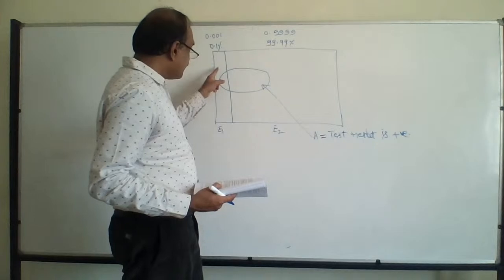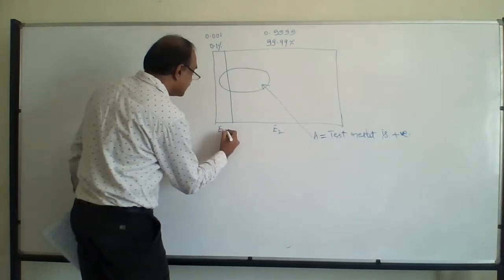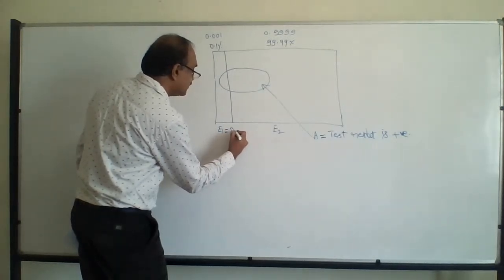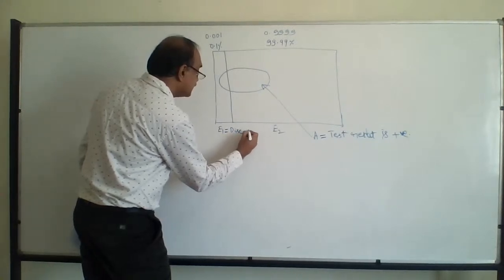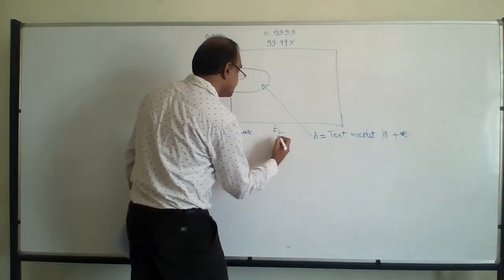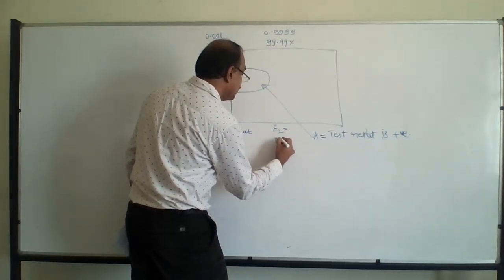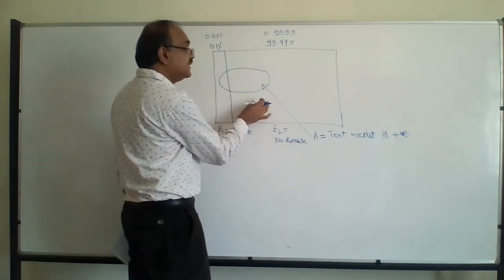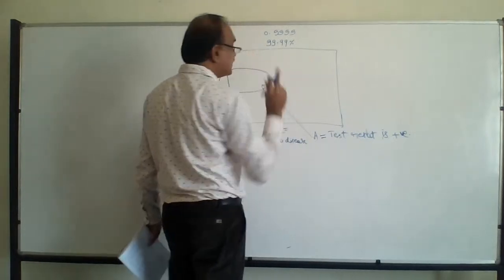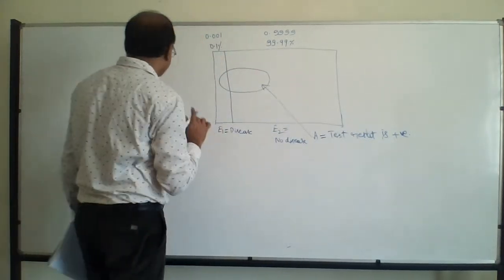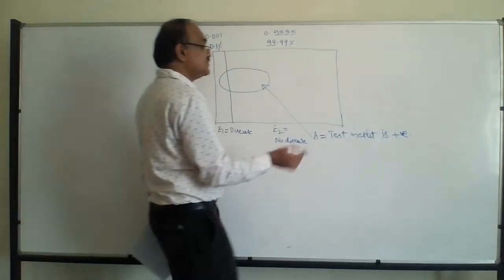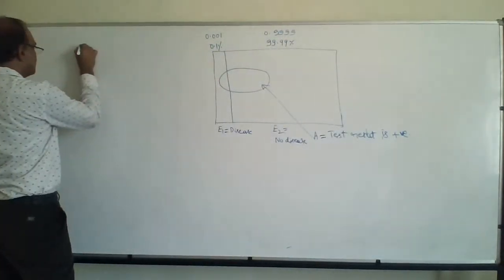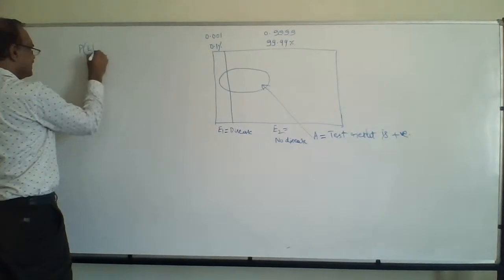What does it mean? He should have come from this zone, where the disease is there. E1 is the population with disease, and E2 is no disease. Suppose the person comes from E2; even though you get a positive test result, he doesn't have the disease. So what you need to find is the probability of E1 given A.